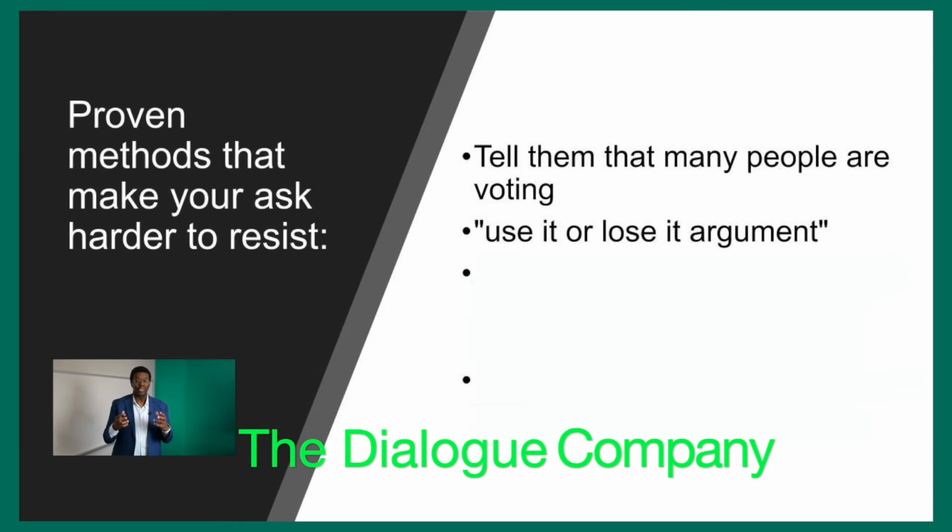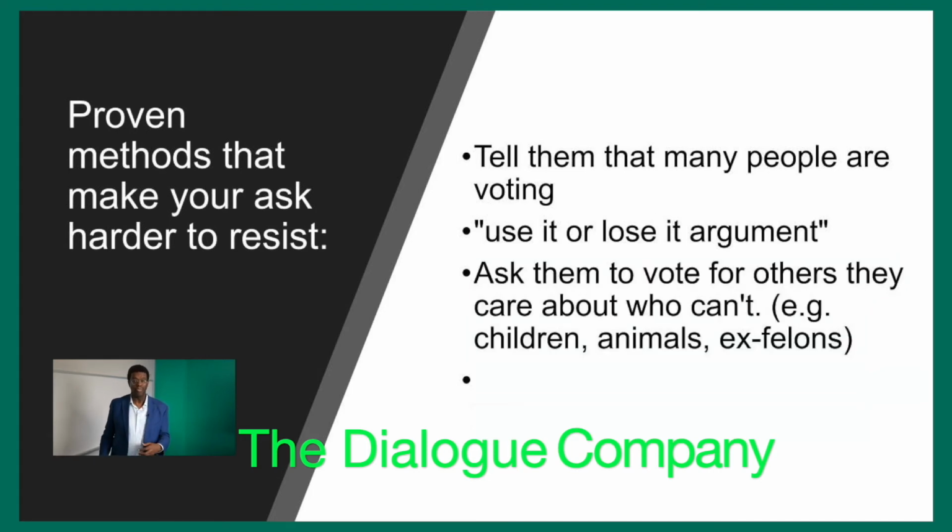You can employ the use it or lose it strategy. As we see from efforts to depress voting, our voting rights are on some level at risk. They're not assured. So the use it or lose it argument can be effective. Raise the issue of voting on behalf of others. If they care about children or the disabled or people who've been to prison, it can be useful to remind them they can vote on behalf of people they care about.